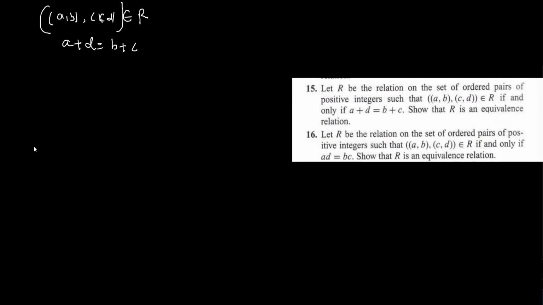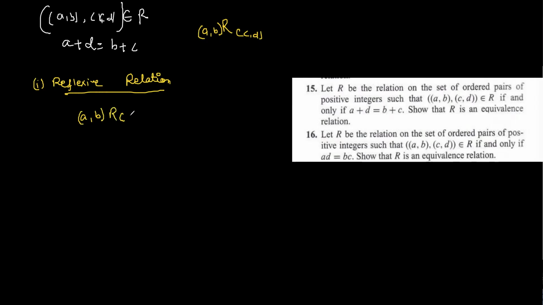So for proving an equivalence relation, what will you need? Reflexive. You know what is a reflexive relation? This is basically A comma B related with C comma D. So for reflexive, A comma B must be equal to A comma B, right? Check the condition. A plus B, D is replaced by B. A plus B. This is true. So R is reflexive.